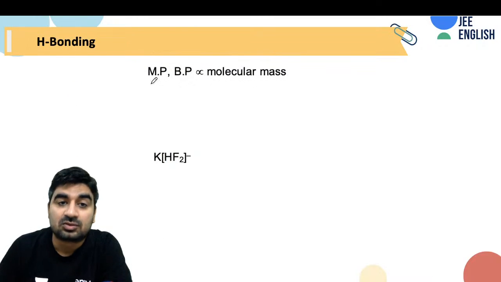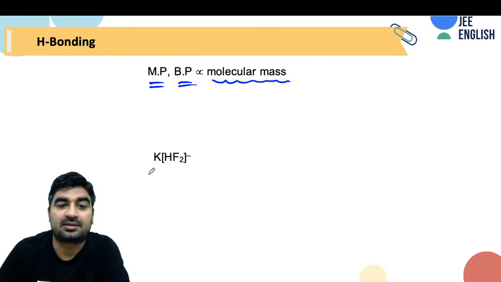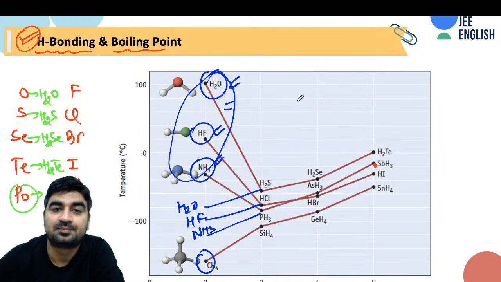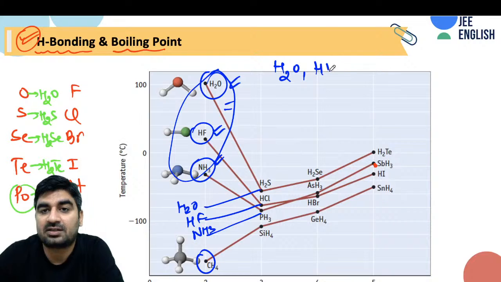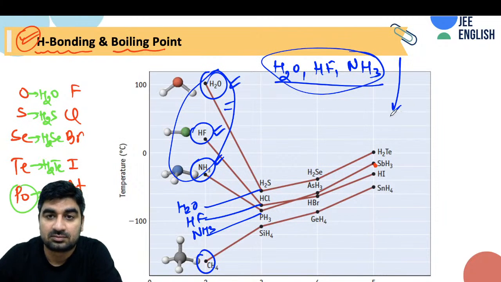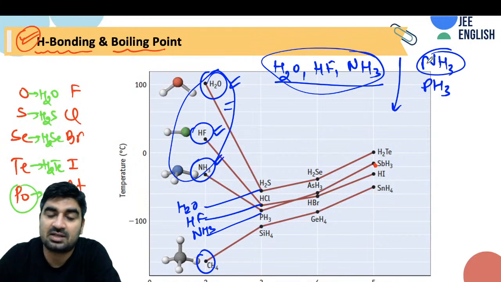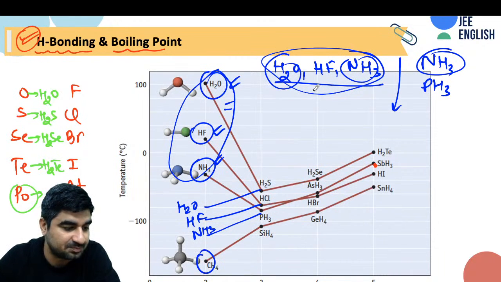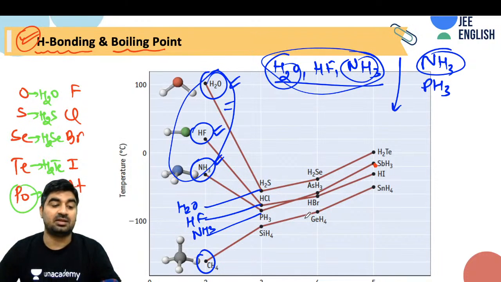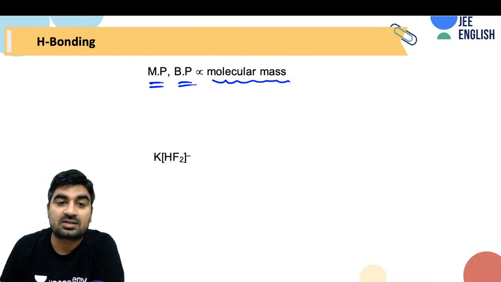Normally melting point and boiling point are directly proportional to molar mass. But when we are talking about these three, H2O, HF, and NH3, their molar mass is least in their group. If I compare NH3 with PH3, the molar mass of NH3 is less, but its boiling point is higher. H2O's boiling point is highest. So what can be the reason? There must be some force. Now I will discuss that force.